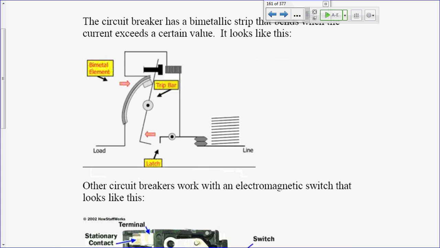All right, the circuit breaker works like this. There are a couple different types. This is the first type. I don't think they use this type anymore, but they use a bimetallic strip. You remember the bimetallic strip that we talked about last semester? Oh, we didn't do thermal last year. You'll have a thermostat in your home.